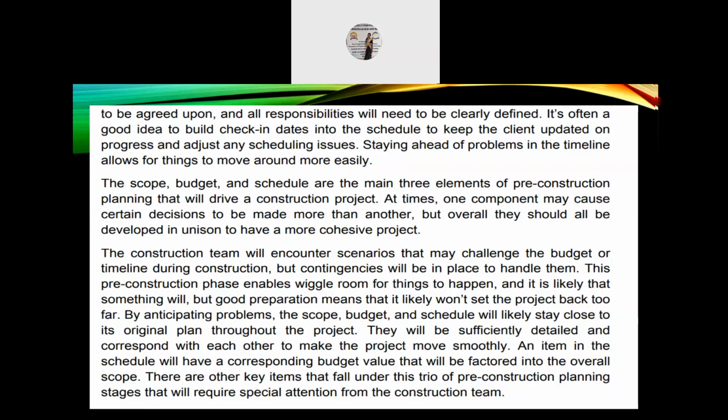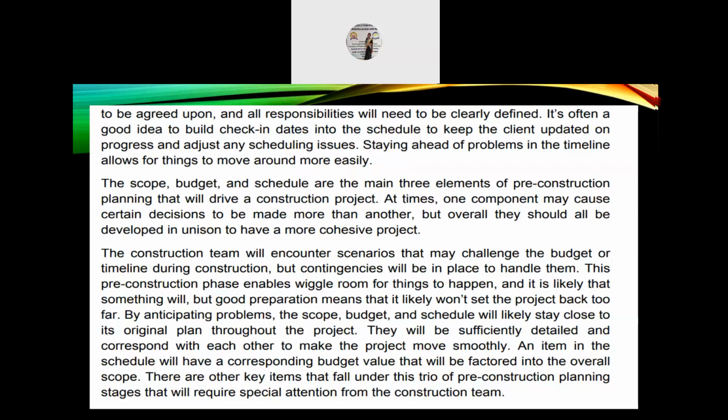The construction team will encounter scenarios that may challenge the budget or timeline during construction, but contingencies will be in place to handle them. This pre-construction phase enables wiggle room for things to happen, and it is likely that something will, but good preparation means that it likely won't set the project back too far. So by anticipating problems, the scope, budget, and schedule will likely stay close to its original plan throughout the project.